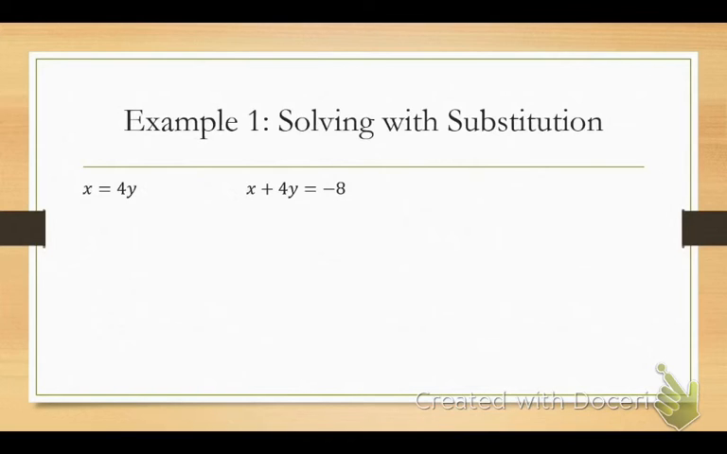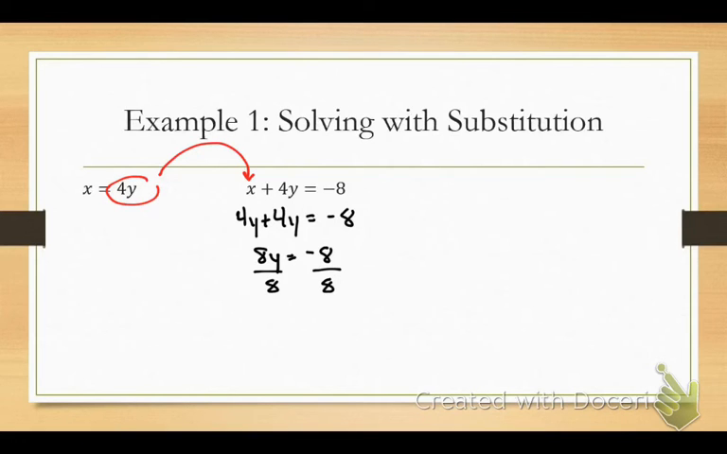All right, X equals 4Y. Look here. If X equals 4Y, that means I can plug that in for X on the other equation. So now 4Y plus 4Y equals negative 8. What is 4Y plus 4Y? 8Y equals negative 8. Divide both sides by 8. Y equals negative 1. Now what do I do from there? Because that's only half of my answer.